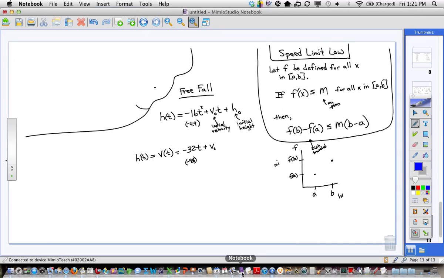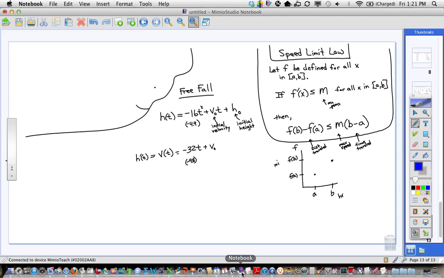It would be less than or equal to, and what did we say m was again? Max speed. And what would b minus a be? Wouldn't that be the time we traveled? That's just distance equals rate times time. That's all this is. It's actually distance less than or equal to rate times time, because m isn't really the rate we traveled, it's our max speed.